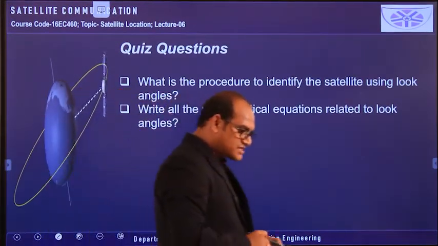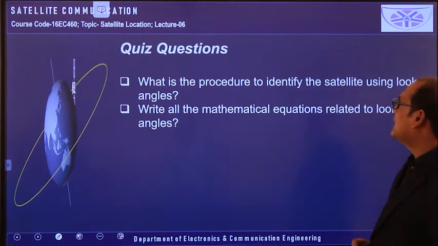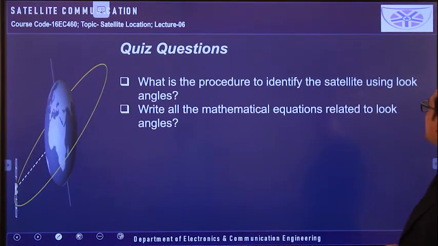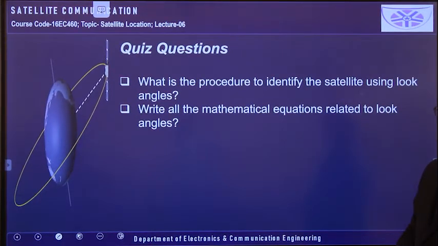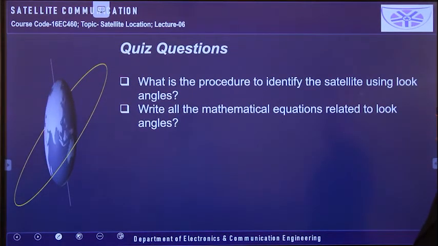And these are the quiz questions. You can answer these questions by observing this lecture. What is the procedure to identify the satellite using the look angles? Look angles means we need to get the elevation angle and the azimuthal angle. Then write the mathematical equations related to the look angles.